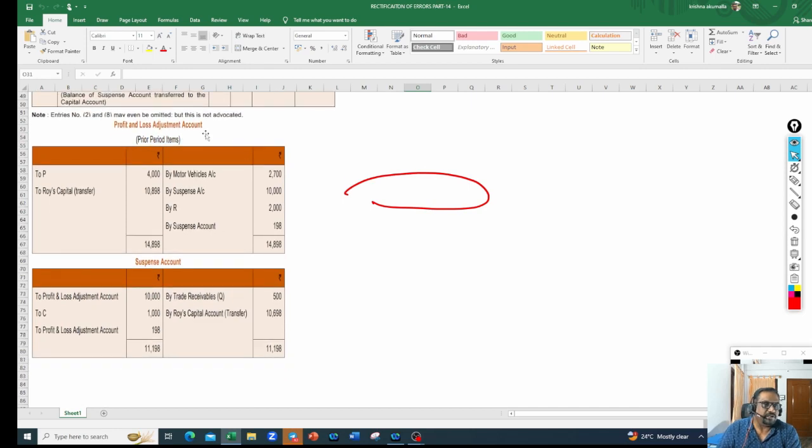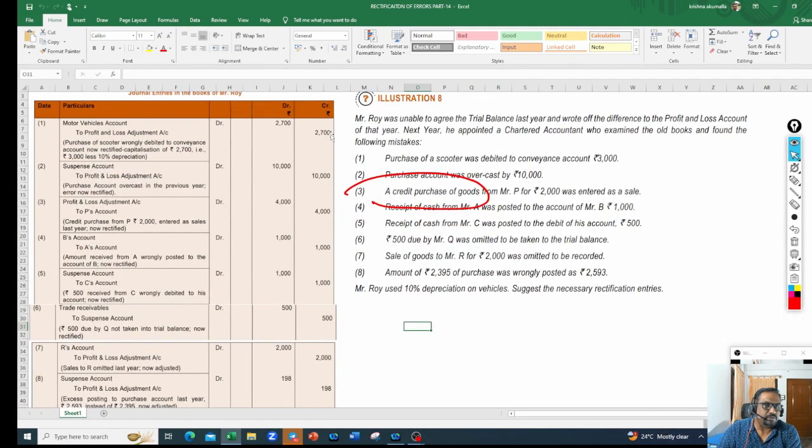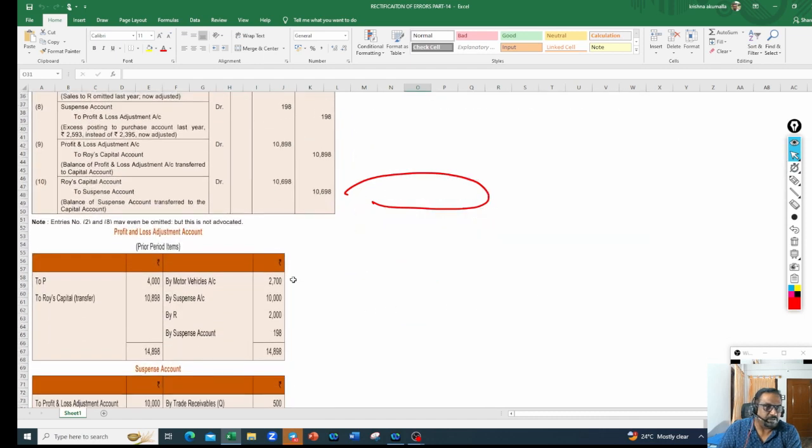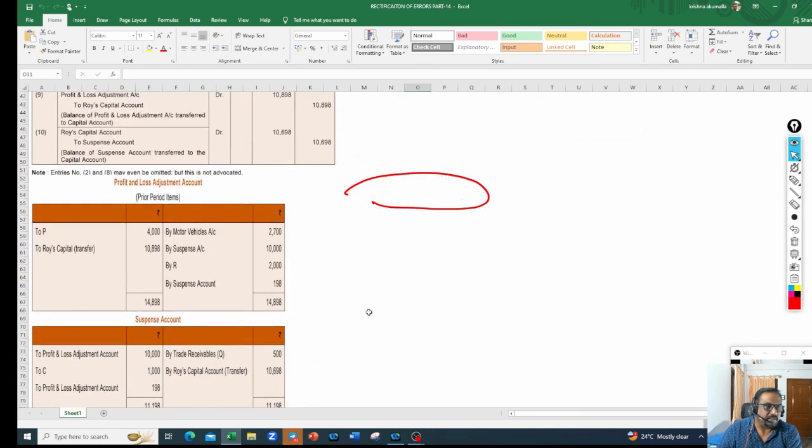So, profit and loss adjustment account. Wherever you see profit and loss adjustment account, you need to post the entry. See here, profit and loss adjustment account 2700 is created. What did we do here? 2700 is created. Next, here suspense account debit to profit and loss adjustment account, 10,000 credited. So here 10,000 is credited, right? Then go up and see the next entry.